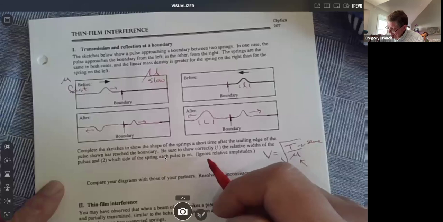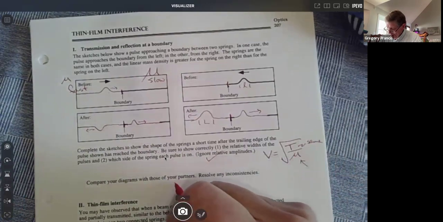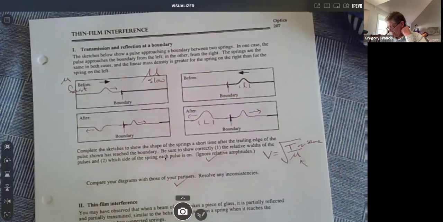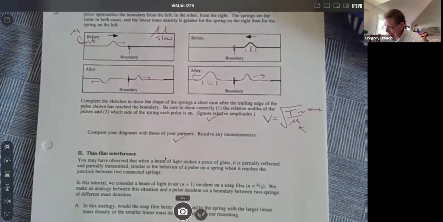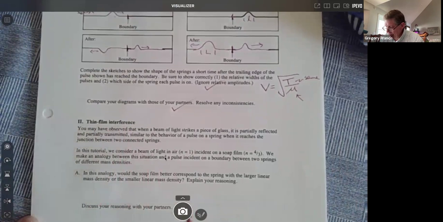So we drew the pulses, and if you've got friends in the room while you're watching this, talk to them about it and see if they still remember all of that. Now, we're going to talk about thin film interference. We talked a little bit about this in a lecture on Thursday.